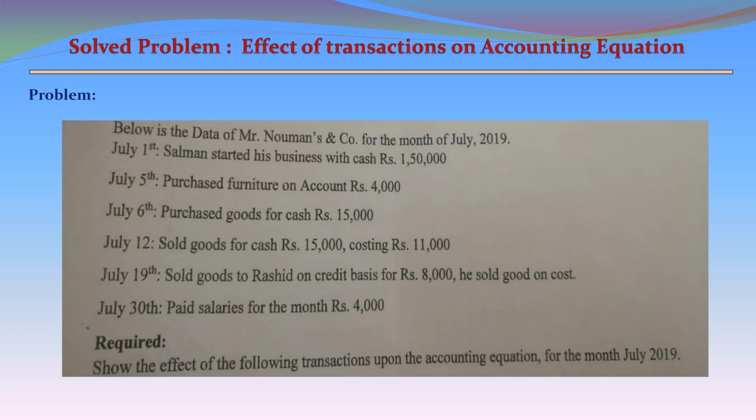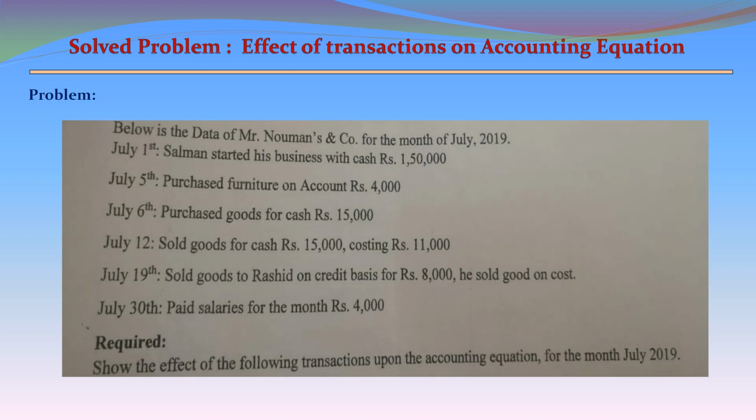July 5th, purchased furniture on account rupees 4,000. July 6th, purchased goods for cash 15,000 rupees. July 12th, sold goods for cash 15,000 rupees costing rupees 11,000. July 19th, sold goods to Rashid on credit basis for 8,000 rupees. He sold goods on cash. July 30th, paid salaries for the month of July rupees 4,000.